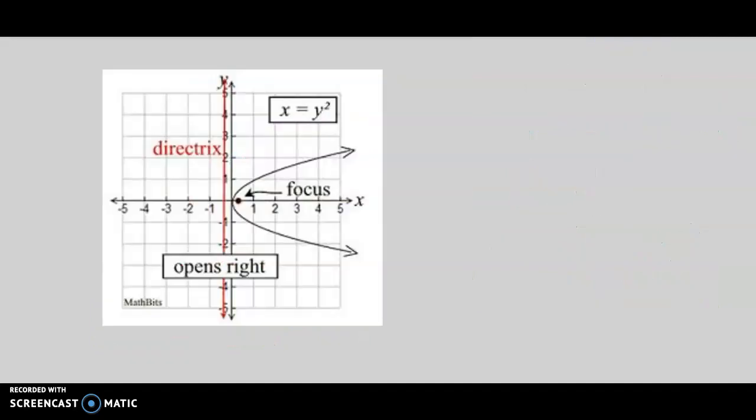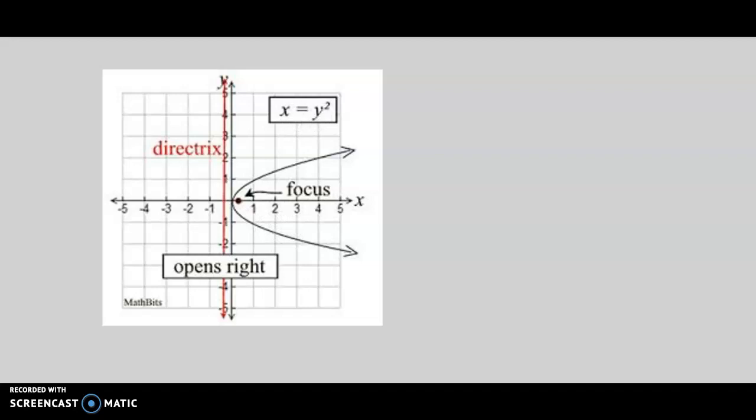So one last thing, let's look at a sideways facing parabola, because we might encounter those as well. And you've seen these before. All we're doing is we're looking at the inverse of a normal parabola in this case. So when we take the inverse, remember all the x's and y's get switched. So the equation for a sideways facing parabola would look like this: x equals y squared instead of y equals x squared.